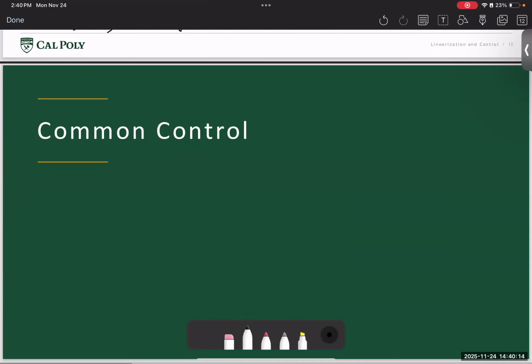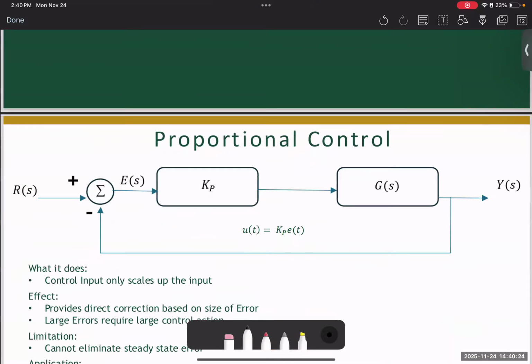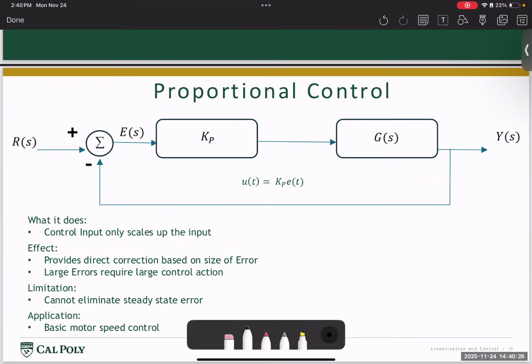And this is what I want you guys to focus on for your project as well, where we're going to talk about the various types of control and how we're going to apply them to control a specific system. All right. There are three common types of control that we're going to learn. The first type of control is called proportional control.